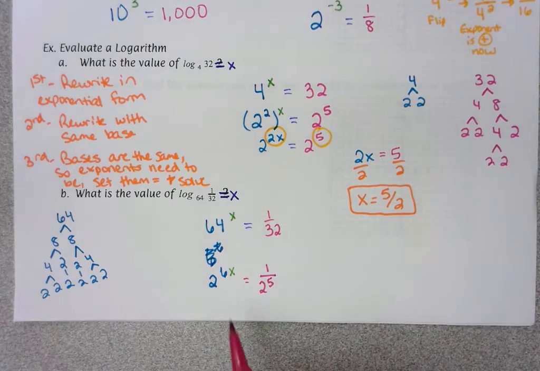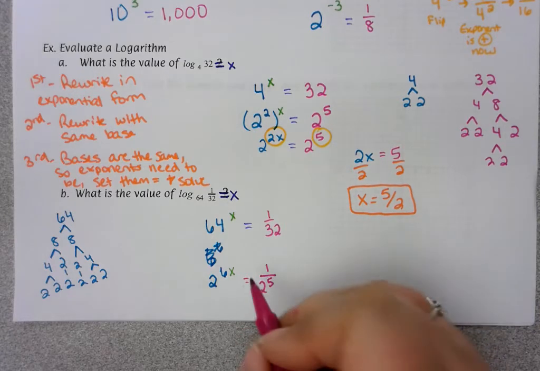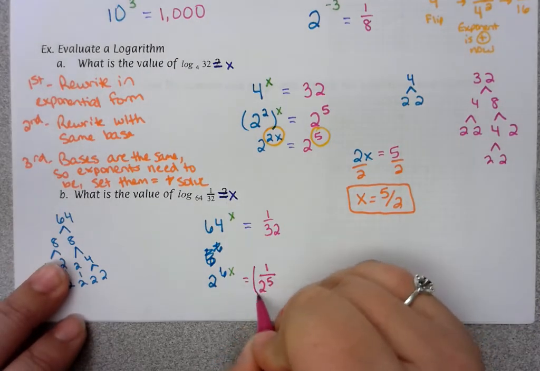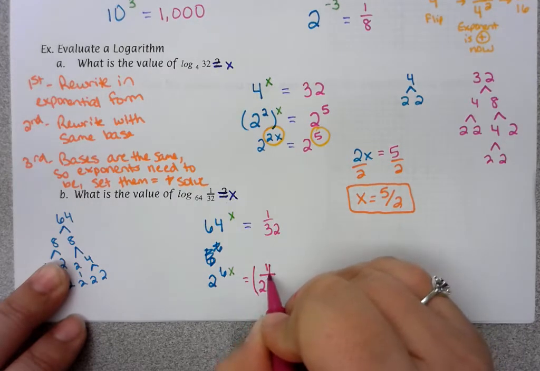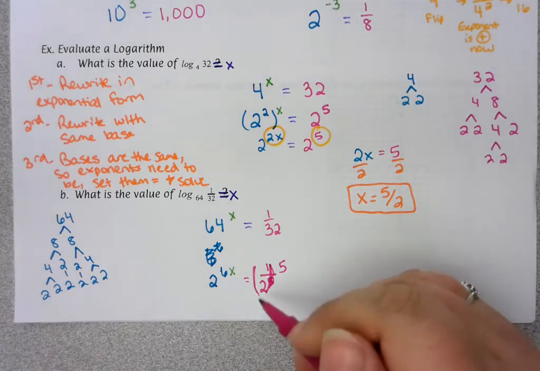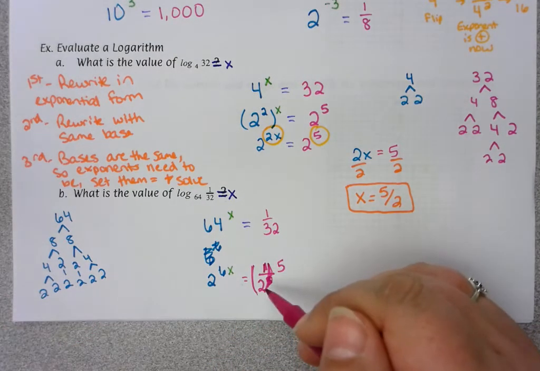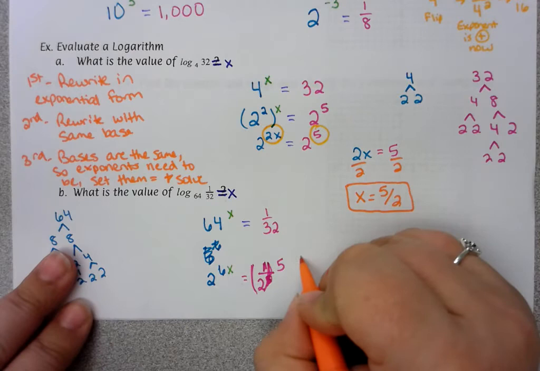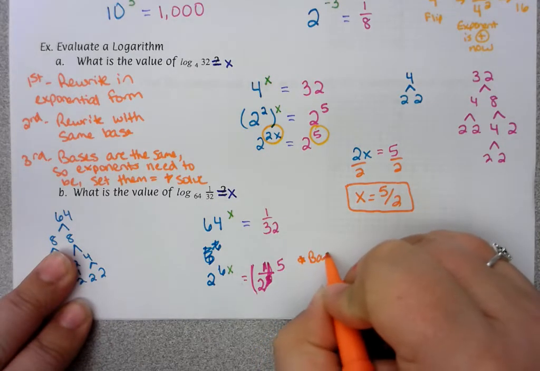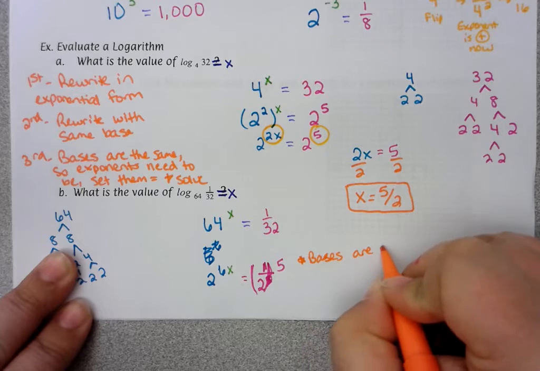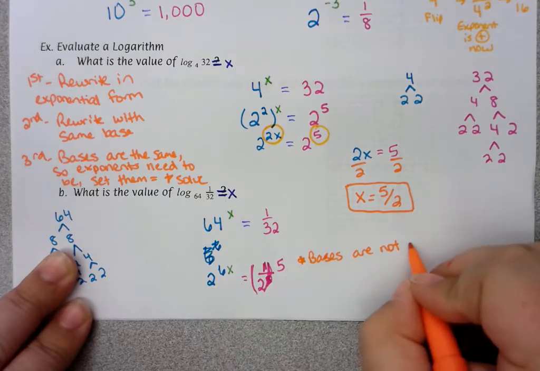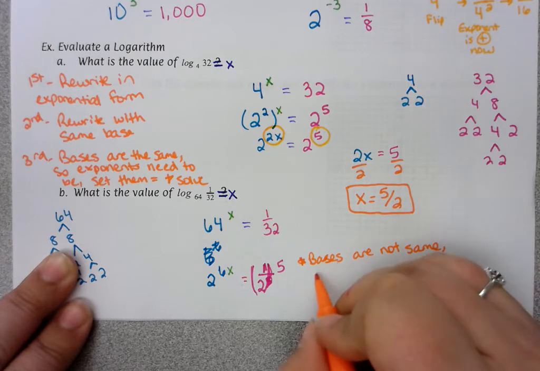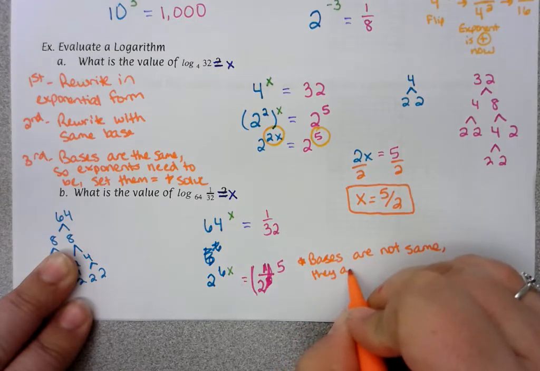Now, here's a problem. Looking at my bases, I notice that they're not the same. I need to rewrite this. Actually, this should be 1/2 to the 5th. I need to rewrite this so they both have a base of 2. And right now, this has a base of 1/2. So how can I make this the same? Well, as you notice, what do you notice about 2 and 1/2? The bases are not the same, they are reciprocals.